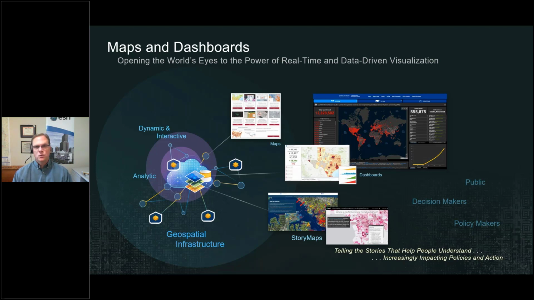The other one is story maps. And I will say this, if you get nothing else out of this webinar, please understand a story map is a planner's best friend. It's an economic developer's best friend. It is such a powerful way to tell a story. And we say this all the time when we do these workshops, but planners always have a story to tell.